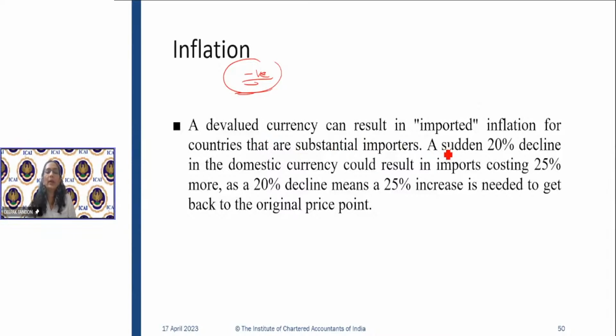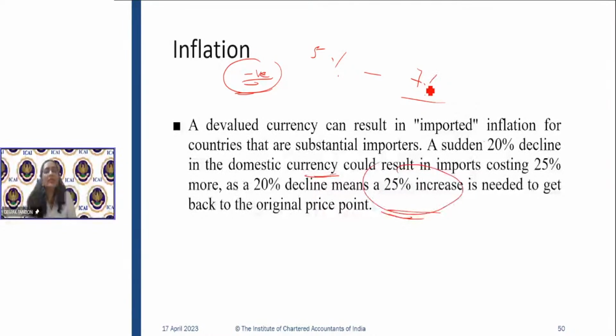If you are importing and if your currency depreciates, then in that case, a sudden 20% decline in the domestic currency, if currency depreciates by 20%, then in that case, आपकी imports जो है 25% expensive हो जाएंगे. So if inflation is 5%, import cost goes up by 7 to 8%. So imports are more expensive.